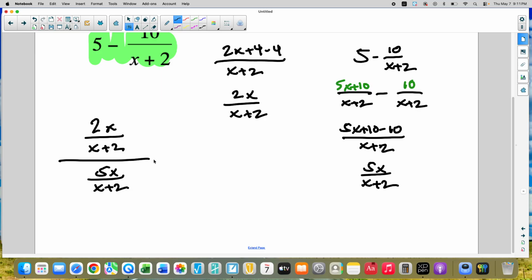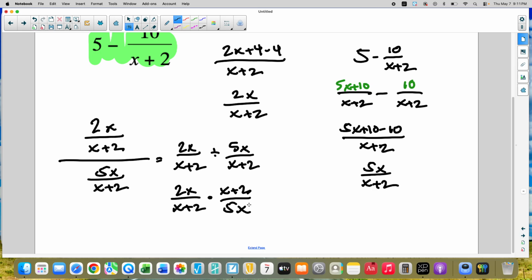Now we're going to change this in a different writing. We'll do 2x over x plus 2 divided by 5x over x plus 2. We'll convert it: keep, switch, and flip. Now, numerator, denominator. Hey, that x also cancels because it's being multiplied, leaving us with 2 over 5.